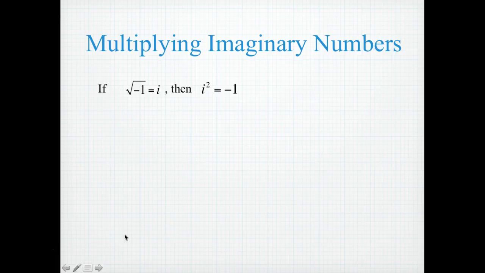Now we move on to multiplying imaginary numbers. And we previously defined the square root of -1 as being equal to i. Well, if that's true, it would follow necessarily that i to the second power would be equal to -1. So let's see how this works in practice.